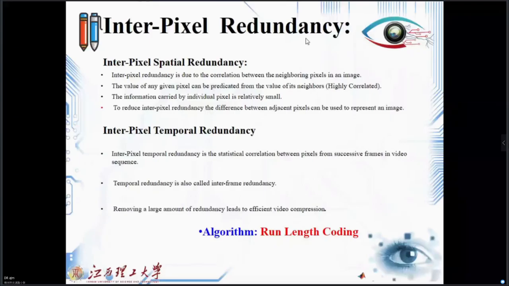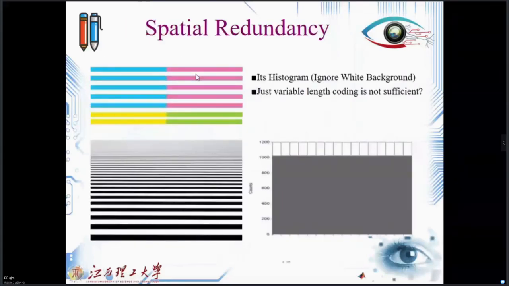Another form of interpixel redundancy is temporal redundancy, which is the statistical correlation between the pixels from successive frames in a video sequence. We can call this inter-frame redundancy, and removing this large amount of redundancy leads to efficient video compression. For this, we have one algorithm that we call run-length coding, which we will see later. Spatial redundancy appears in histogram form, or when ignoring a white background, where variable length coding alone is not sufficient.